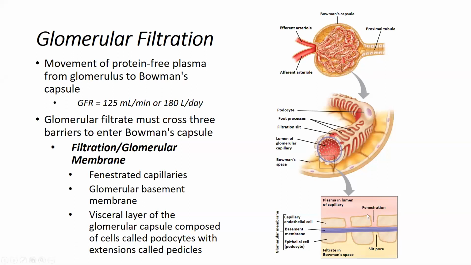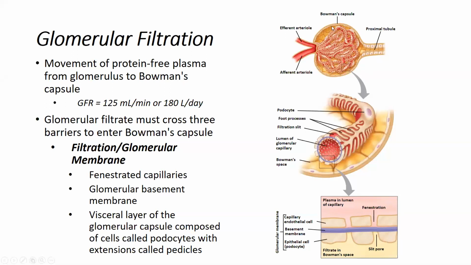So basically we have blood or plasma moving from the vessel across the fenestrations of that capillary, across the slits in the visceral layer of the glomerular capsule. And it's going to move its way into the Bowman's space, right? And that is going to be continuous.